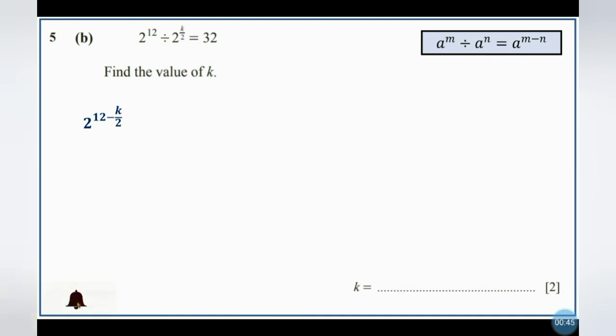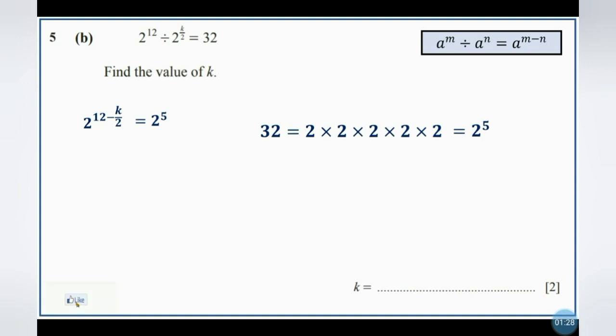Next, of course, I cannot solve the equation if I do not change 32 into a number with a base and an index. And the base should also be the same as the base on the left side of the equation. So I will change that 32 to an exponent: I multiply 2 by itself 5 times, so it becomes 2 raised to the power of 5. So 2 raised to the power of 12 minus k over 2 is now equivalent to 2 raised to the power of 5.